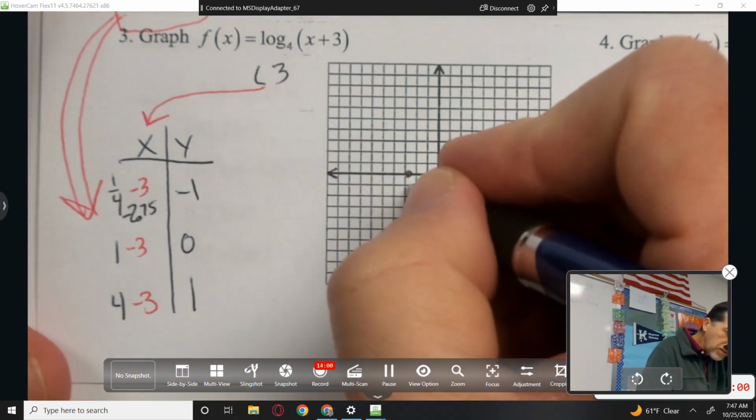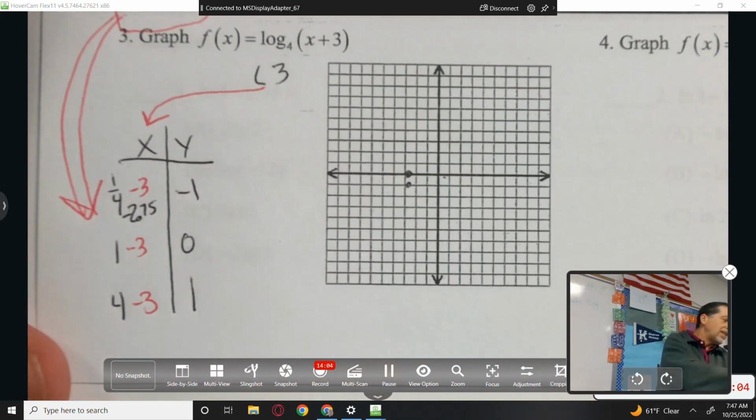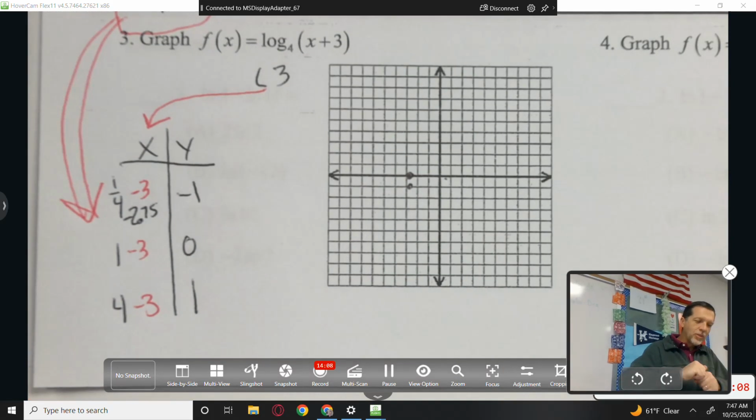Whoops, that's supposed to go down 1. Yep, thank you. That's a great example of why I don't like doing it by points. I like doing the table, because I mess up trying to do too many things at one time. Maybe I need some new whiteout as well. This is gross up here.